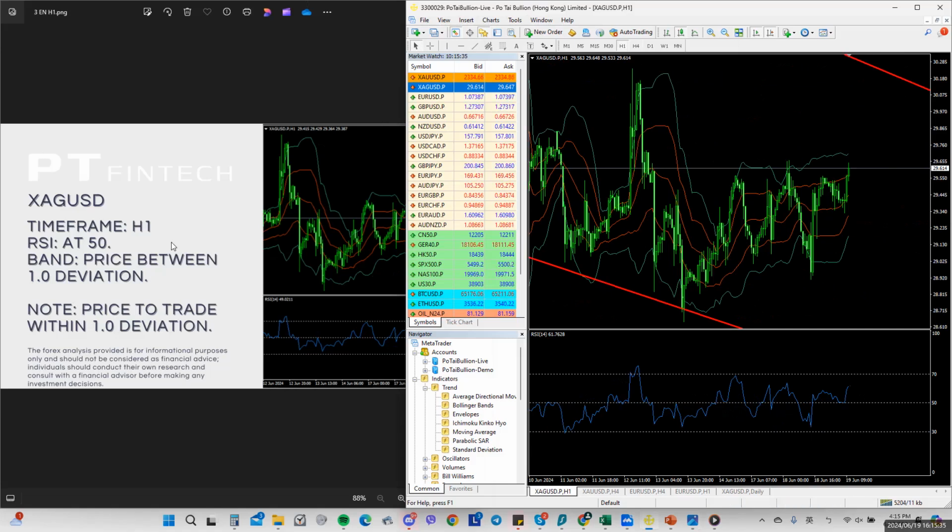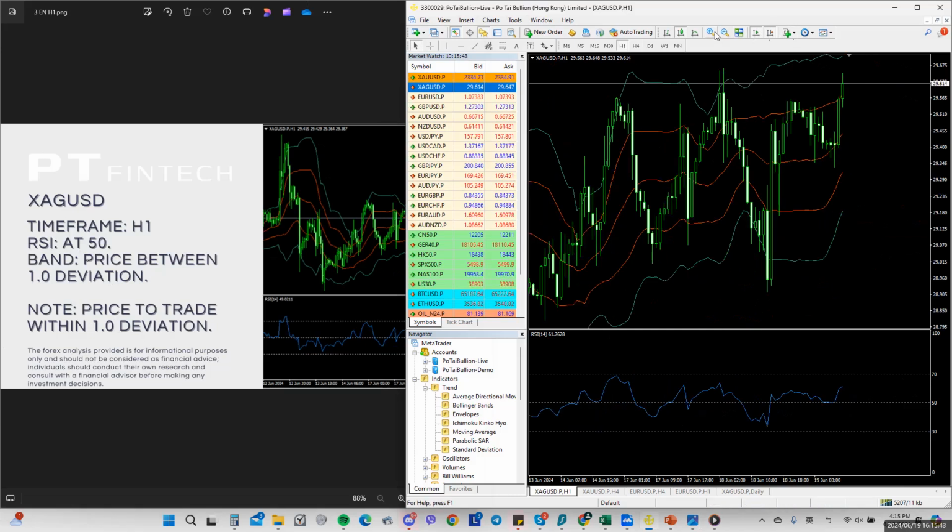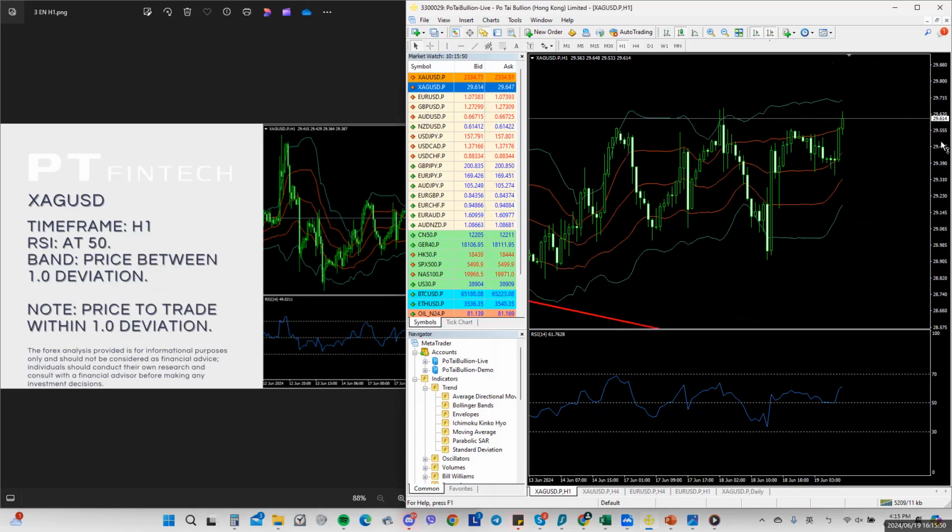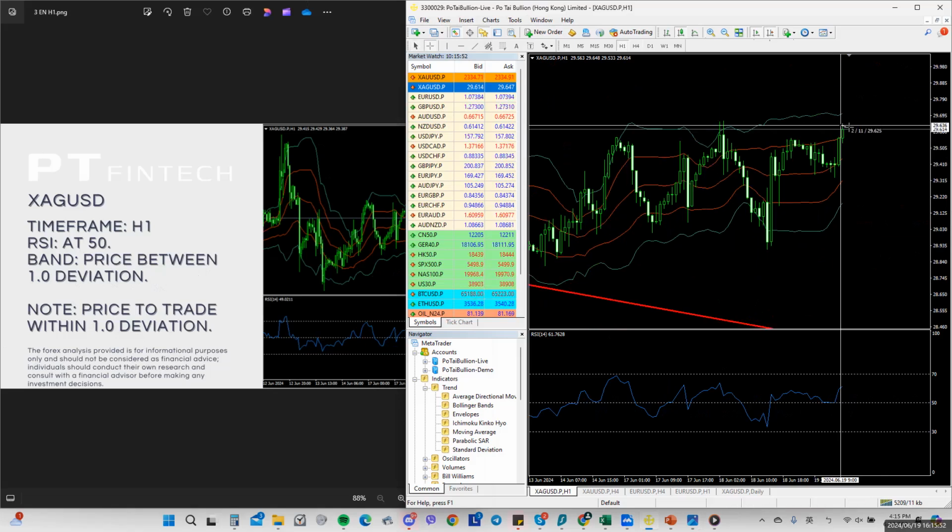Okay, H1, RSI is at 50. It's actually above 50. Okay, so potentially a more bullish trend is happening. And then the bands, price between 1.0 deviation, it's actually broken above the 1.0 deviation. So potentially more bullish momentum is occurring.